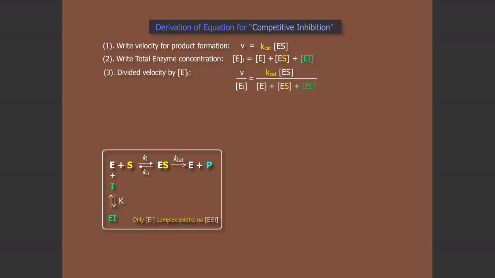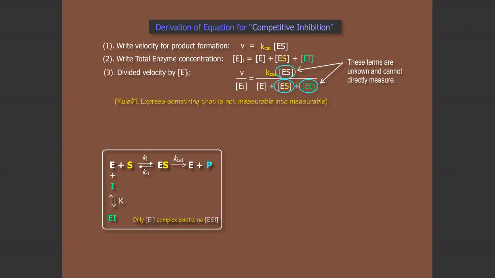After division, the concentrations of the ES and EI complexes in the resulting equation are unknown and cannot be measured directly. If the catalytic step, Kcat, is small compared with the other steps, it can be neglected and the rapid equilibrium assumption can be applied for the formation of ES complex. According to the law of mass action, the ES and EI complexes can be expressed in terms of measurable parameters as shown.